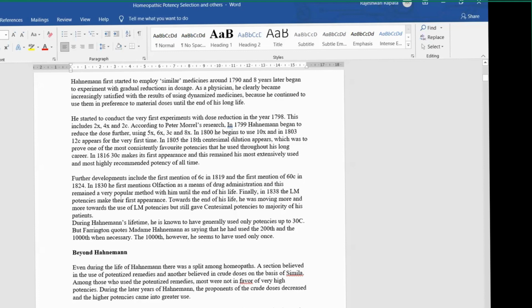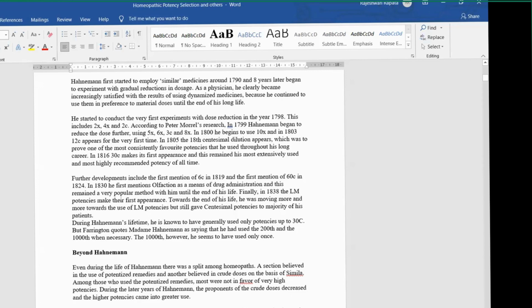So first the 12C developed. First he used to treat patients with mother tinctures, very low potency, almost in the crude form. When he started proving, 12C appeared for the very first time, and in 1805 he prepared the 18th centesimal dilution. Then from there onwards he went on diluting more and more, and finally in 1816 the 30C made its first appearance. So he started using the 30C.